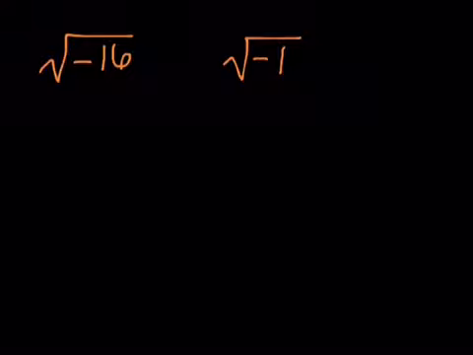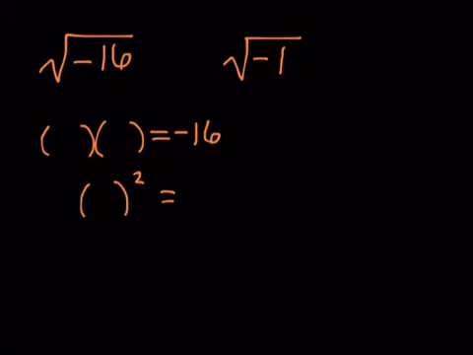Now what about square roots of negative numbers? We may encounter these as we're solving equations. Based on the definition, the square root of negative 16 should be a number so that when multiplied by itself, it equals negative 16, or a number that when squared equals negative 16. If you're thinking 4 times 4 would give 16, well then that would give positive 16.